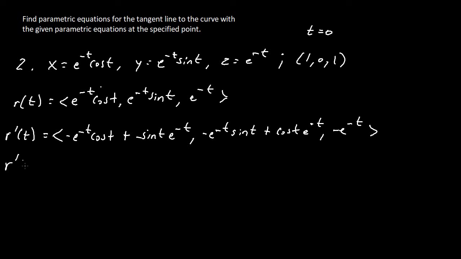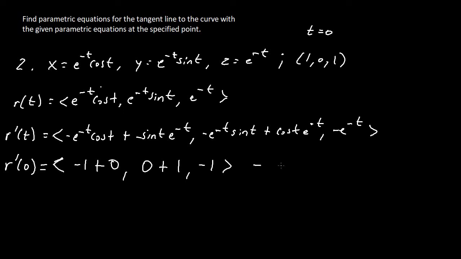So we need to find r prime of 0. So when we plug in 0, e to the 0 is going to be 1 times negative 1, so that will be negative 1. And then cosine of 0 is also 1, so we'll get negative 1, and then plus, if we plug in 0 here, sine of 0 is 0, so that's automatically going to make it 0. Now, when I plug in 0 into negative e to the negative t sine of t, sine of 0 is 0, so we get 0. And then plus, now cosine of 0 is 1, and then e to the 0 is also 1, so we get 1 times 1, or 1. Now, comma, we plug in 0 here, e to the 0 is also 1 times negative 1, which will give us negative 1.